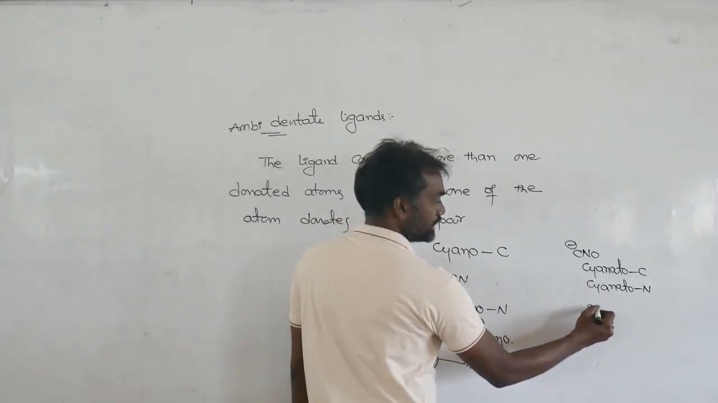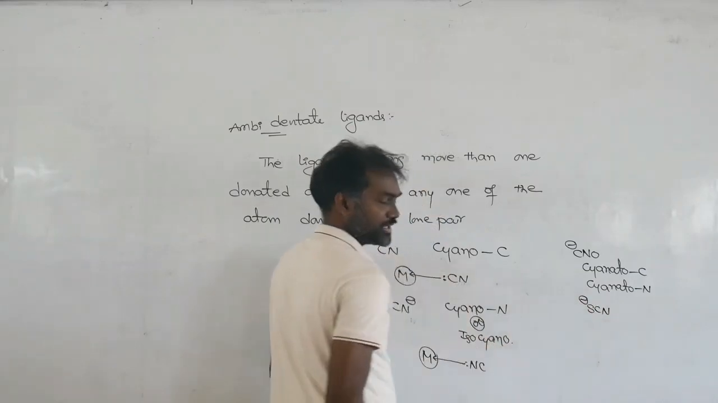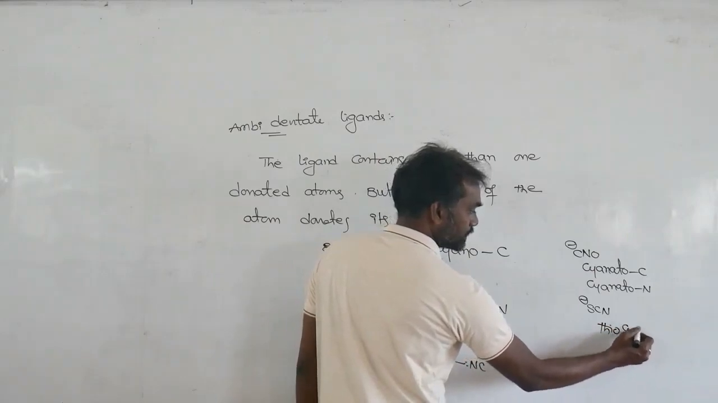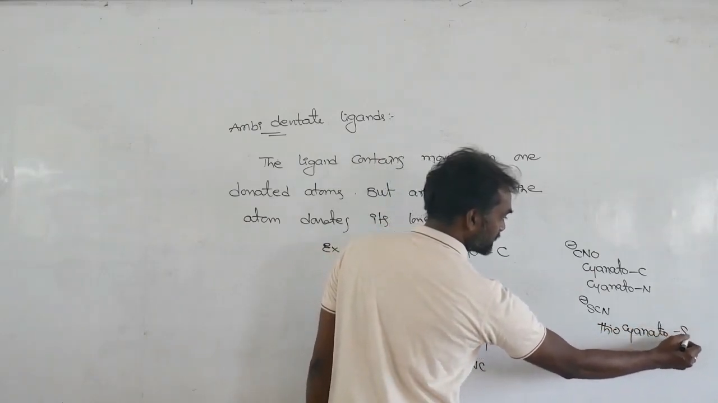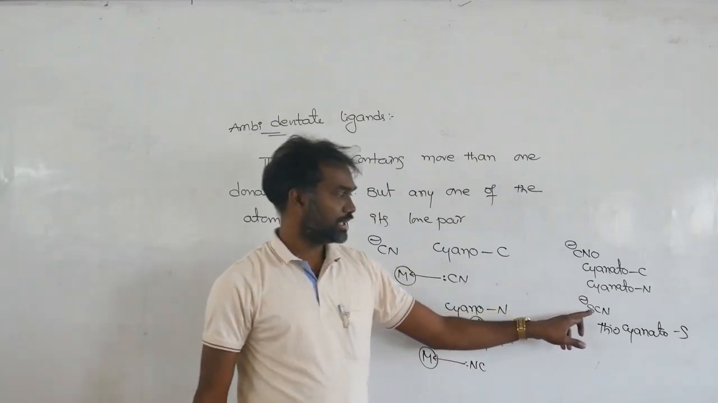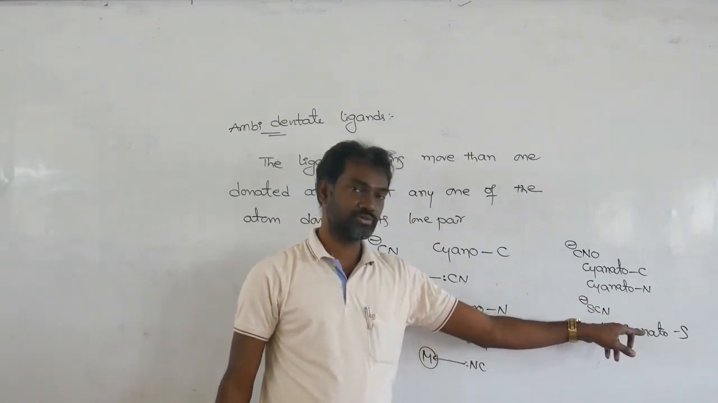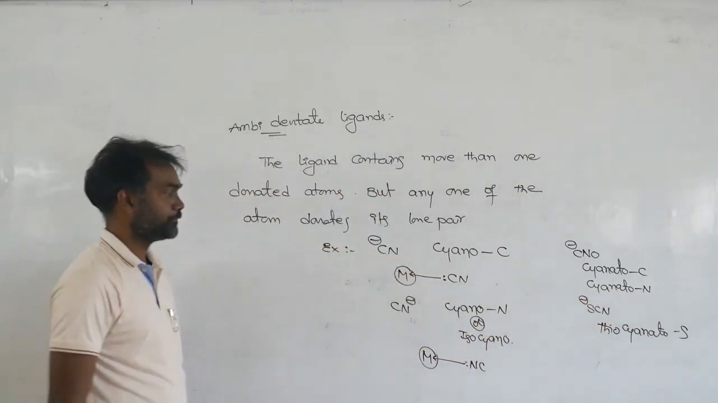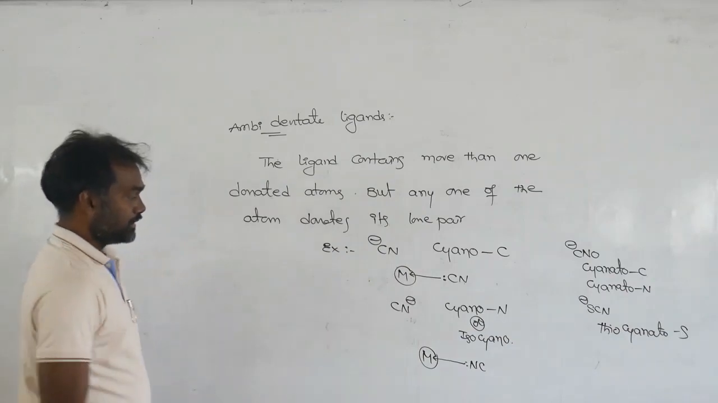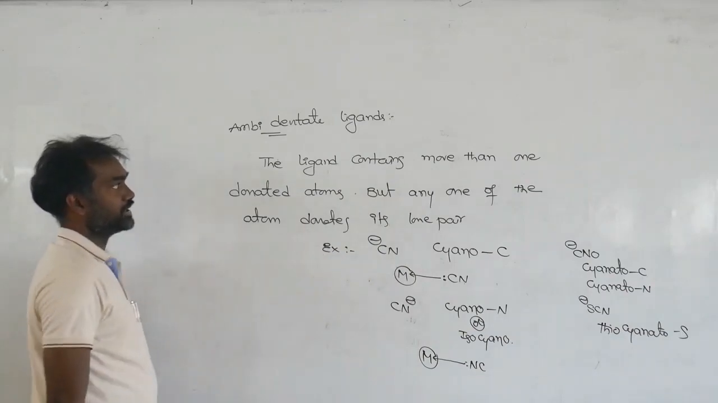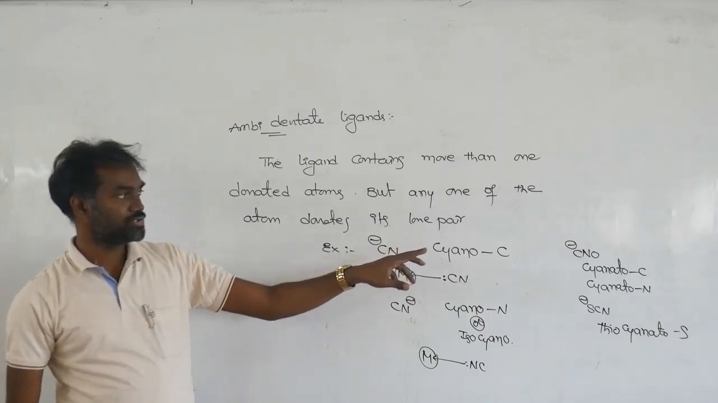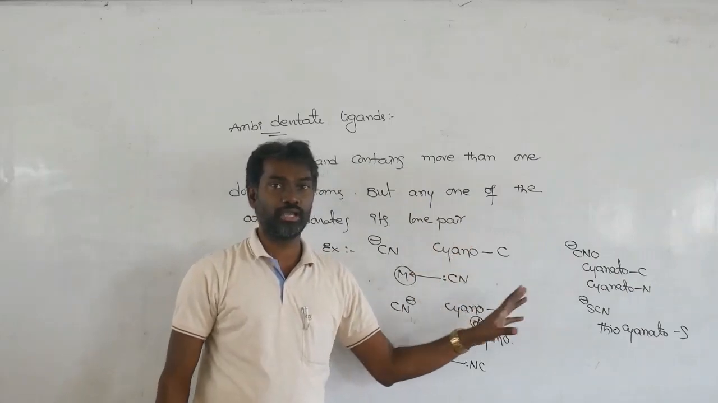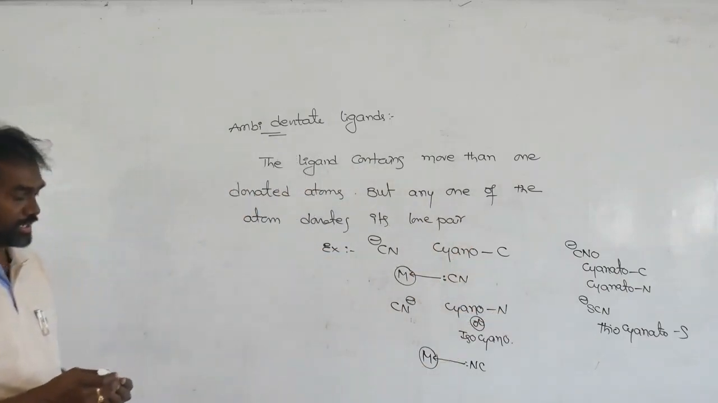Next, SCN minus. Sulfur is coming, so thio: thiocyanato. If S is donated, thiocyanato-S. If N is donated, thiocyanato-N. These are ambidentate. They contain many atoms ready to give, but any one only donates. So we call that an ambidentate ligand.